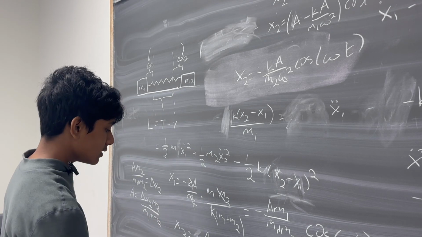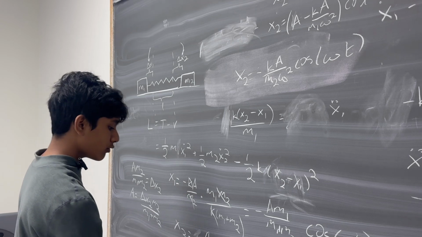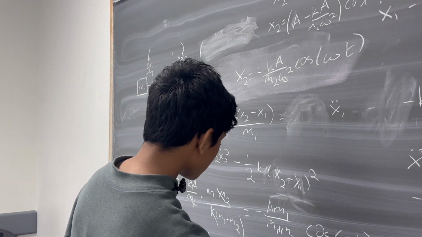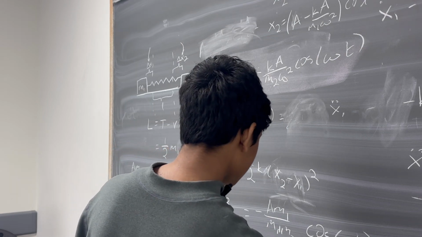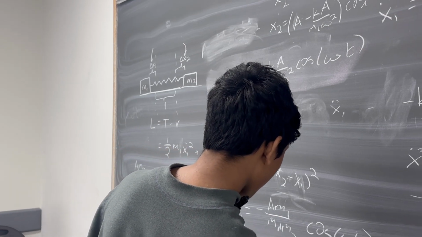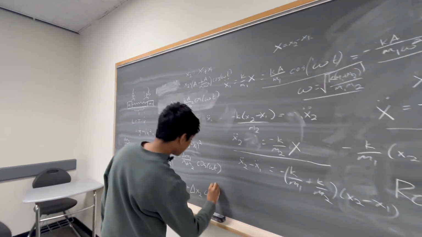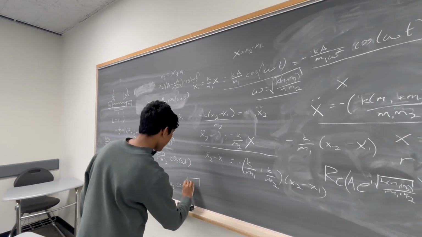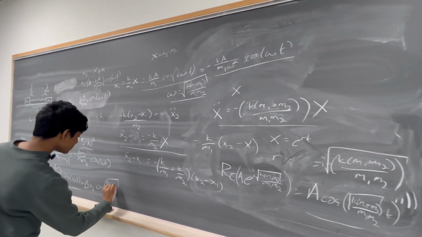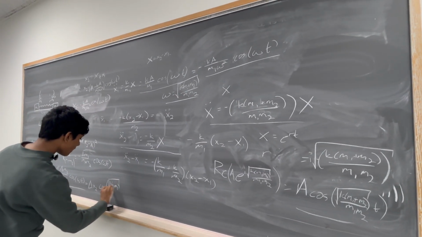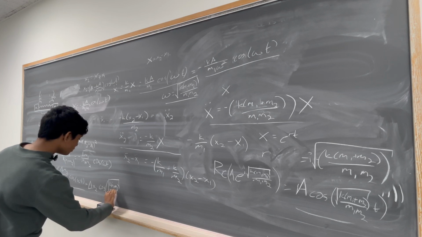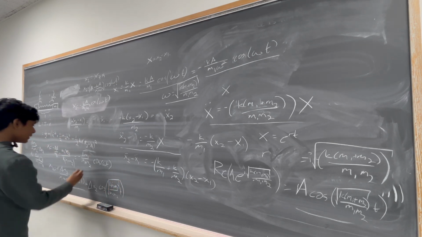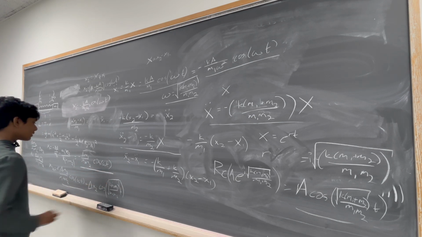So you get a m2 over m1 plus m2 cosine omega t, which is similar to delta x2 cosine of, what's omega again? The square root of k times m1 plus m2 over m1 times m2, t. And the same thing happens for x1.